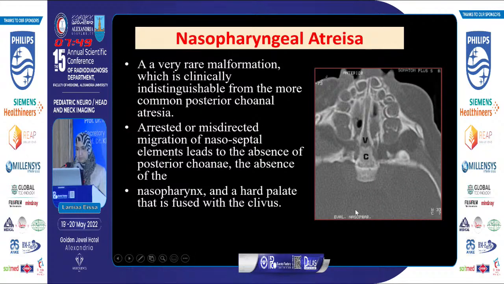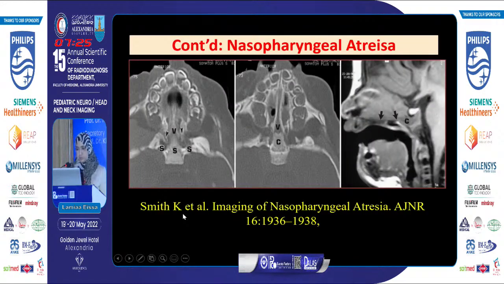of cystic fibrosis. Other rare causes like nasopharyngeal atresia, a very rare malformation which is clinically indistinguishable from the more common posterior choanal atresia or pyriform aperture stenosis. Here the soft palate is not developed and the vomer is fused to the skull base, so we don't have any developed nasal cavity or nasopharynx.